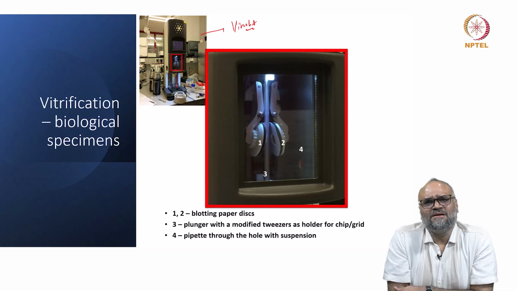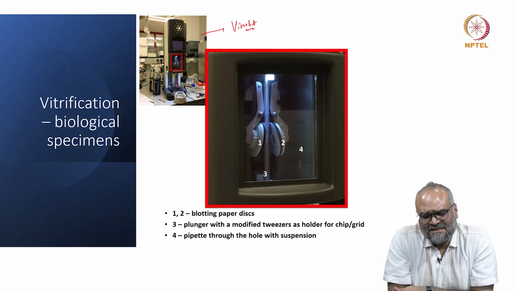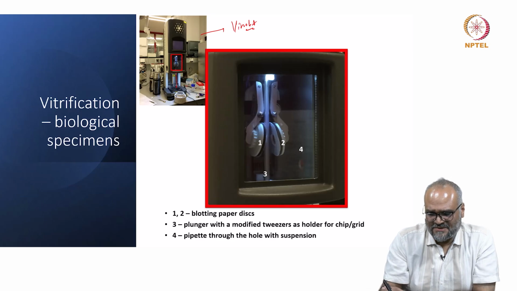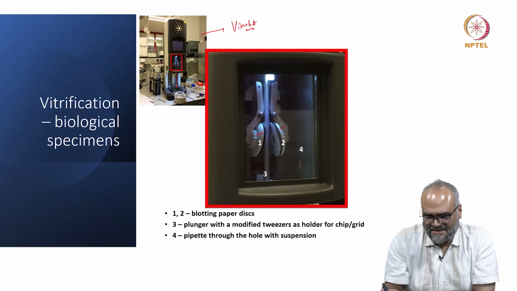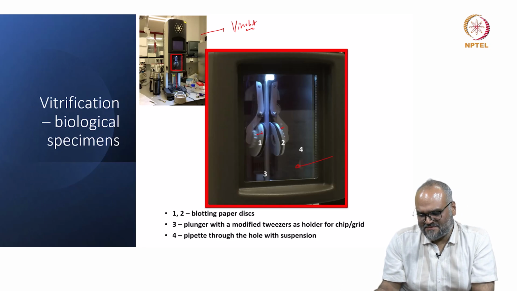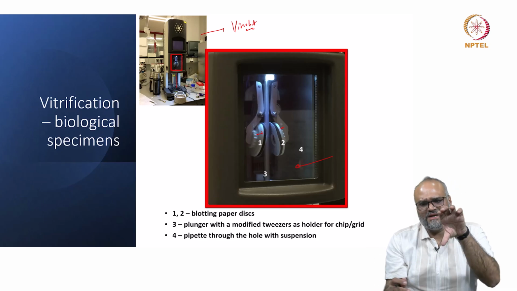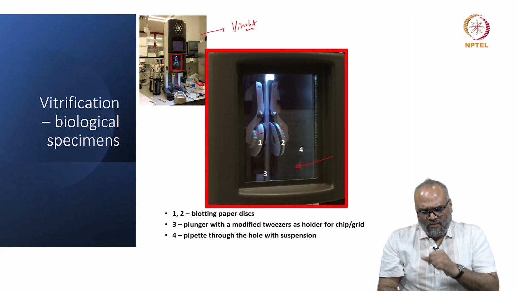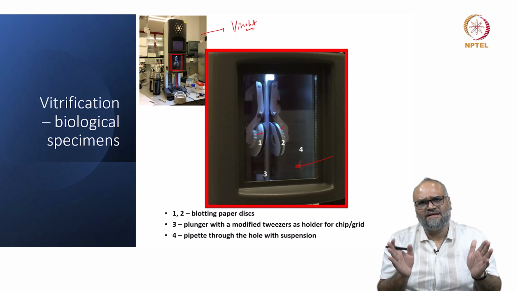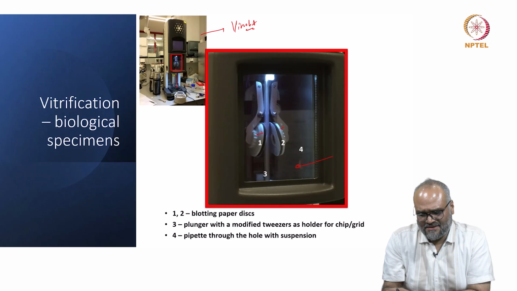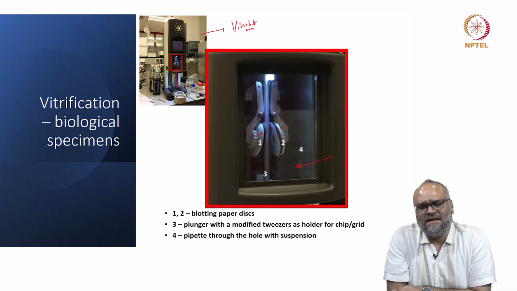you are imaging. But for biological specimens, in the best case scenario, the idea is we place a specimen on a grid between these two pads that you see here. You have some blotting paper discs here. You just introduce a liquid suspension from this hole on the side. You just drop cast it onto a vertically standing grid. Gently you blot away the excess liquid using these two blotting discs, and then you plunge freeze it.